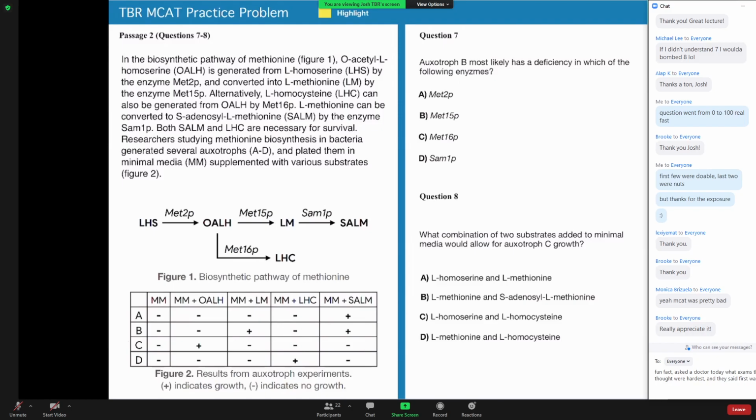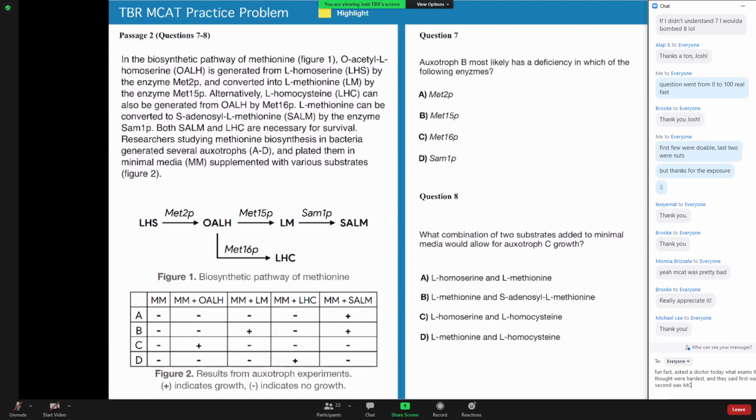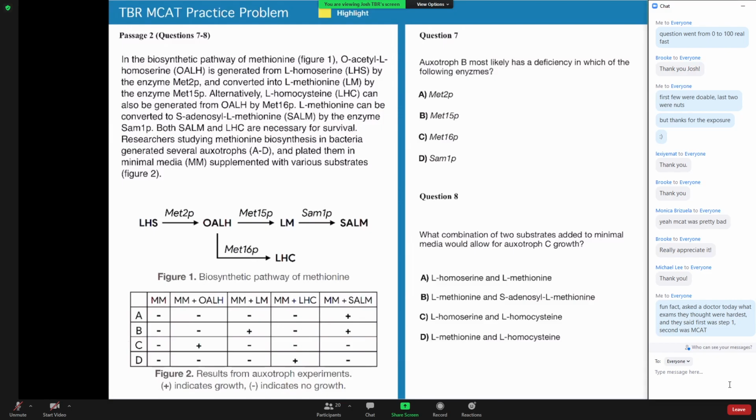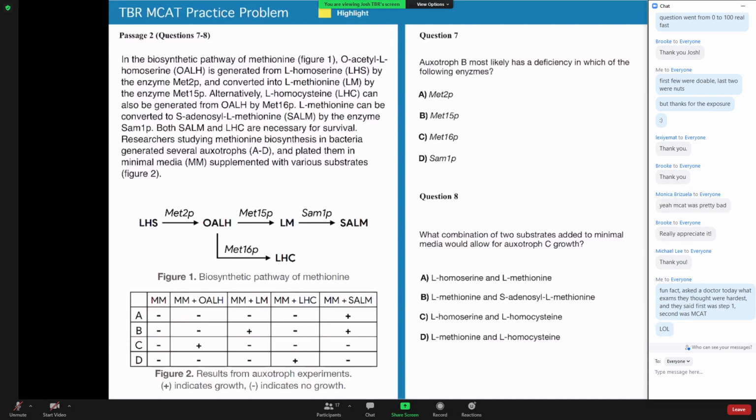Yeah, appreciate you guys. Wow, yeah, I've heard that too. The MCAT is, it's cliche, but the MCAT is like the activation energy into medical school. Maybe Step 1 was harder, but at least you're already in the system. You've already phosphorylated your glucose. You're already stuck in the cell.